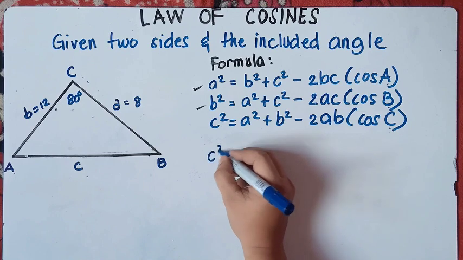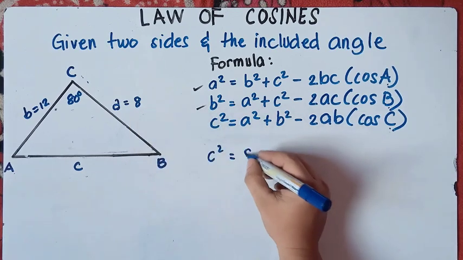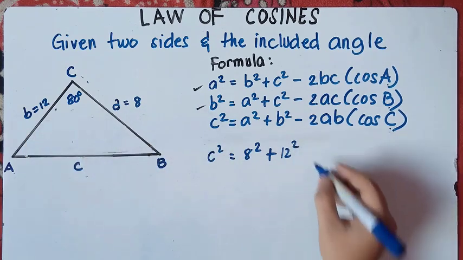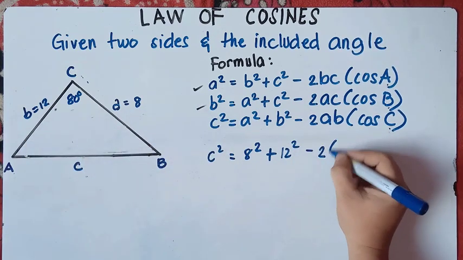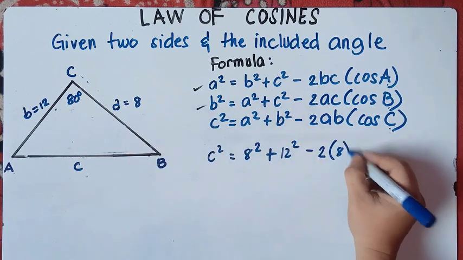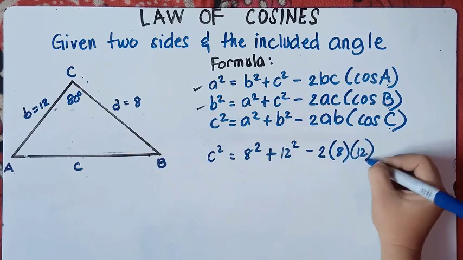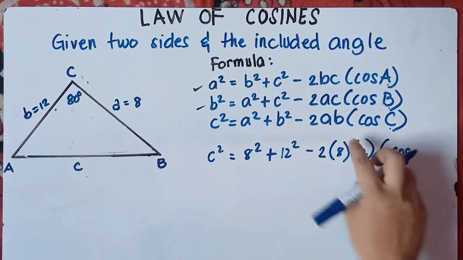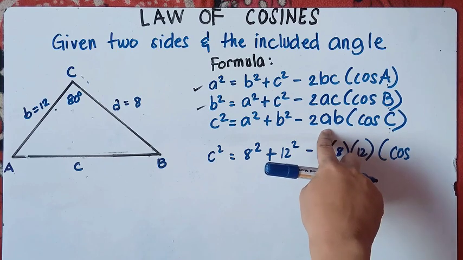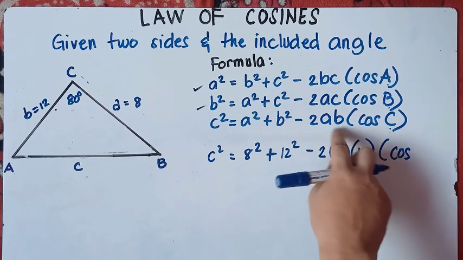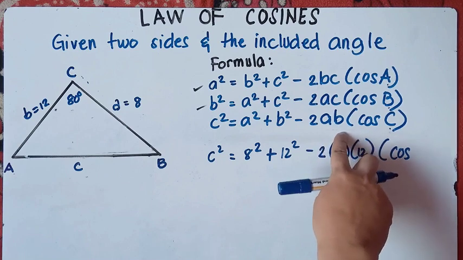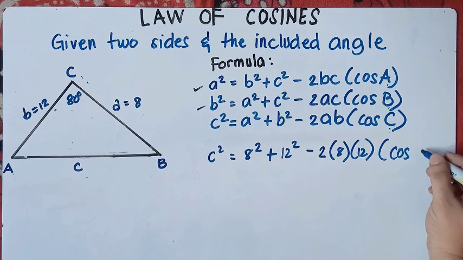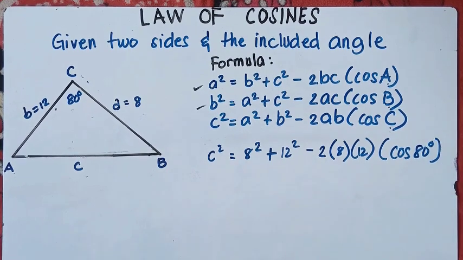c squared equals, our a is 8, so 8 squared plus b is 12 squared minus 2 times our a is 8 and our b is 12, then multiplied by cosine. Do not forget, class, if the variables are next to each other, it means multiplication, a times b, the same as 8 times 2. C is 80 degrees. So use your calculator.